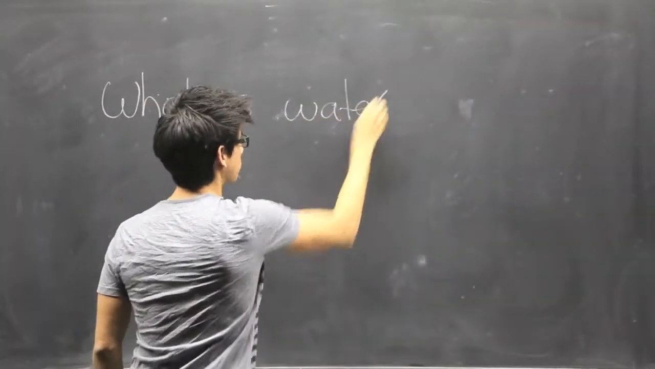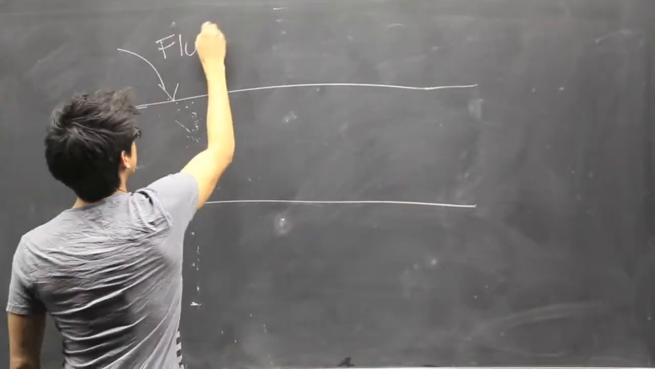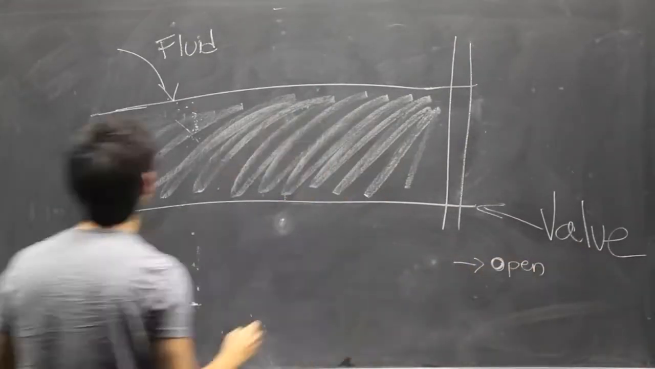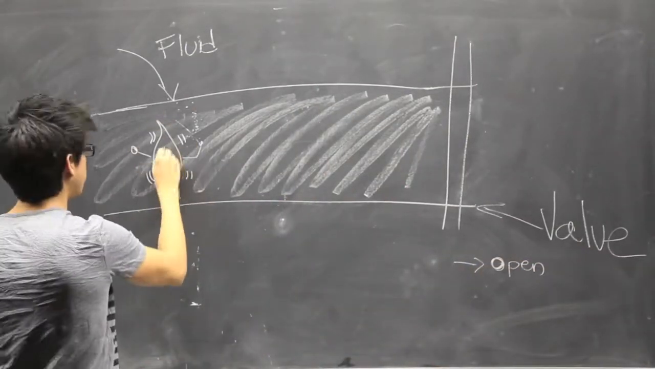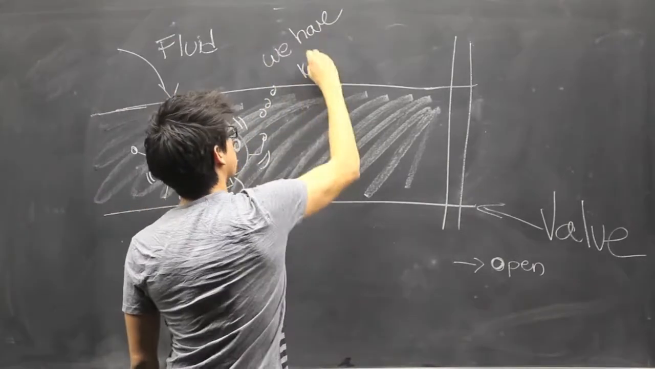So what is water hammer effect? To begin, we have a pipe that contains a fluid that is currently flowing. We also have a valve that is opened. A flowing fluid has a specific amount of energy of flow. This is called kinetic energy.